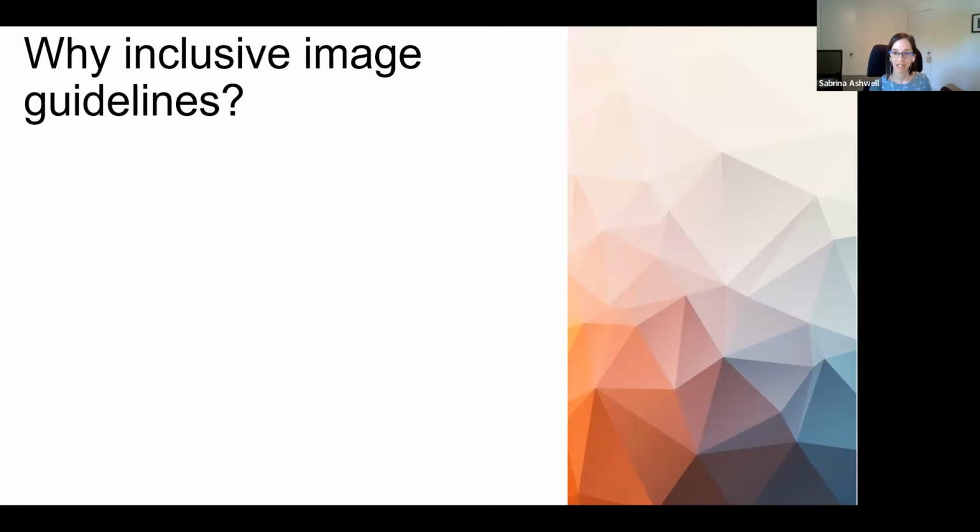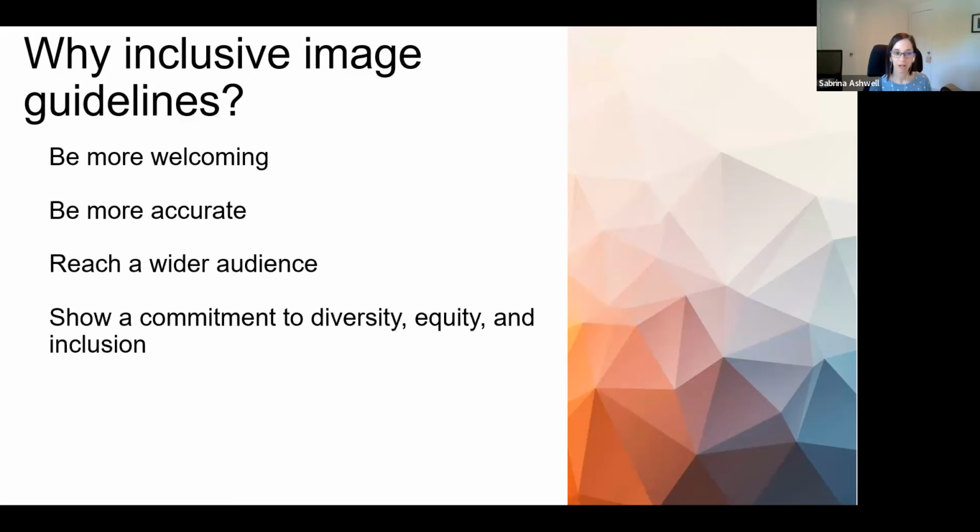So when starting to create guidelines for inclusive images at your organization, you want to come up with a definition that will work for you. Also think of your reasons for codifying the guidelines, as that will help guide the process for creating them and the content of the guidelines. So some reasons might include to be more welcoming, to be more accurate, to reach a wider audience, and to show a commitment to diversity, equity, and inclusion.